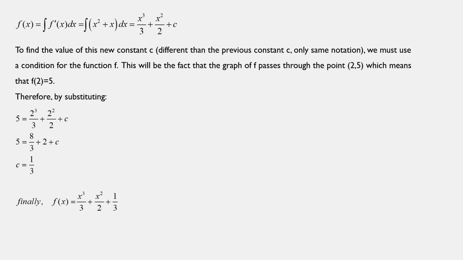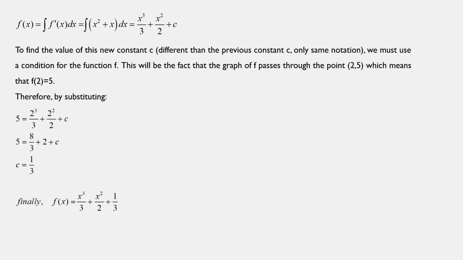But that does not necessarily mean that c has to be equal to 0 because I found that the value of c was 0 before. It's another constant, it can be any number. So, to calculate that, we need a condition that is satisfied by f this time. What do we know? We were told that the graph of f passes through the point (2, 5), which means that f of 2 equals 5.